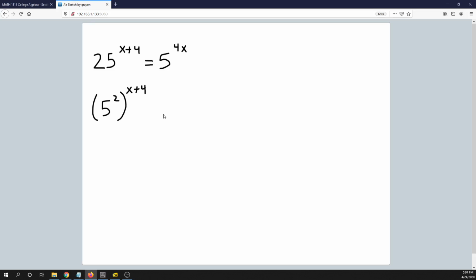Okay. And you can see it's still not where I have exactly the same base on either side. But what I can do is use one of the properties of exponents, that if I have a base and a power raised to another power, I multiply the powers together. Okay, so that would be 5 to the 2 times x plus 4. All right, so I'm just using that power rule for exponents to rewrite this.